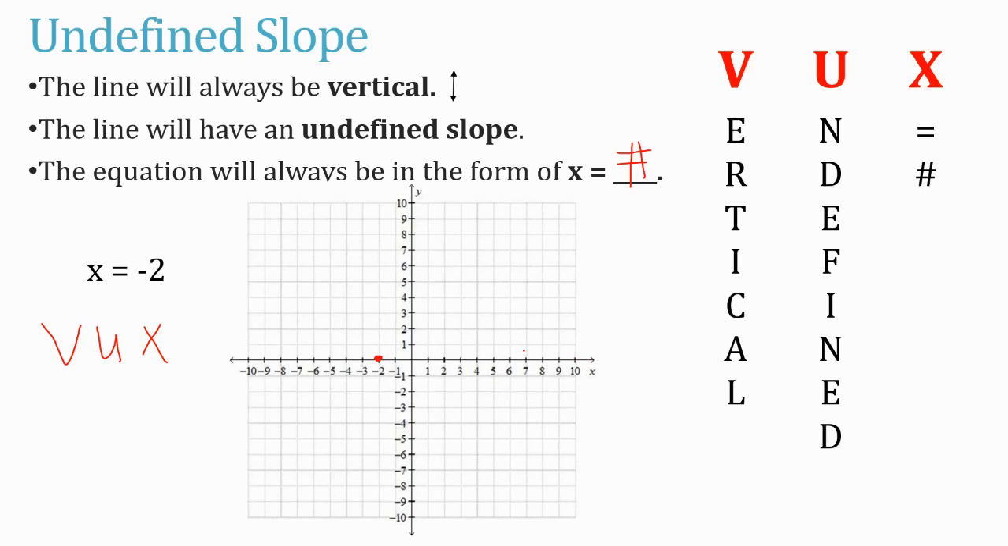Now it's an undefined slope, so it's going to go straight up and down. So it's going to go this way. Don't forget your arrows. Now this line goes up and down because every point on this line, the x value is negative 2. That's why it's vertical. This is a line that represents where every point has an x value of negative 2. So if our equation is in the form of x equals, it's going to be a vertical line. If it's in the form of y equals, it is going to be a horizontal line.